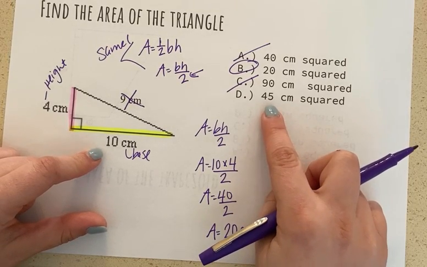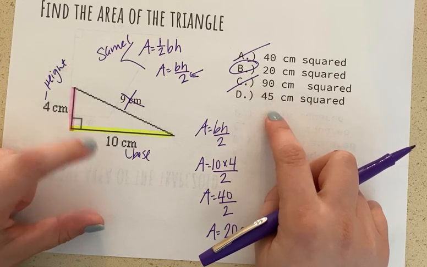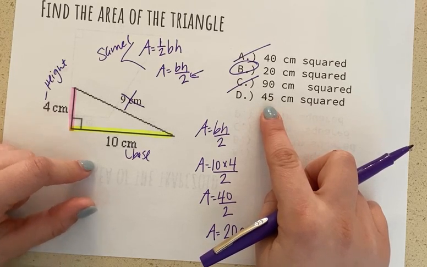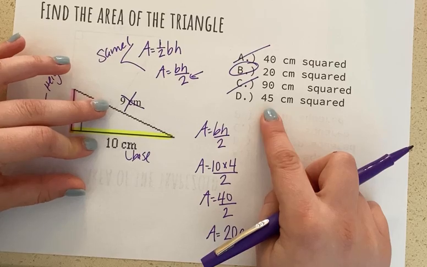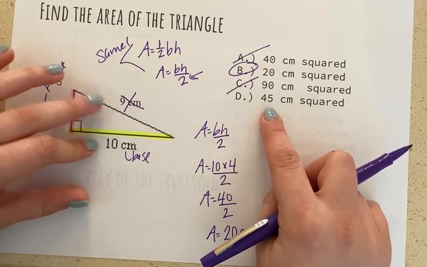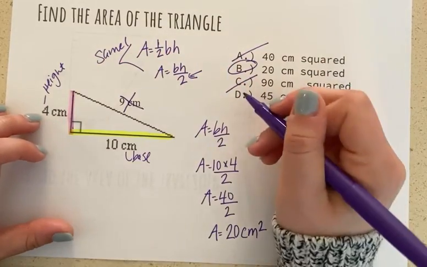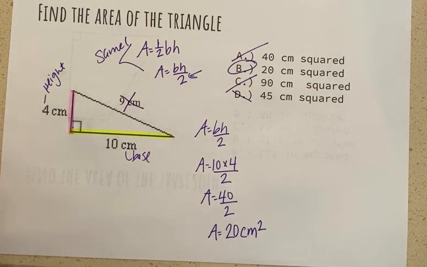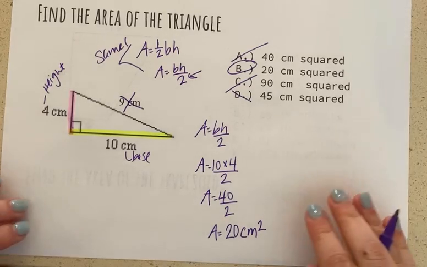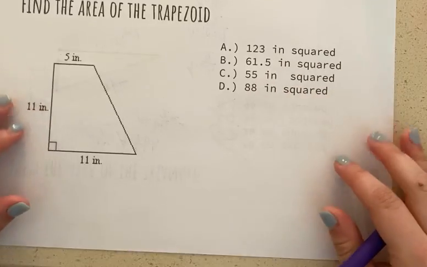And if you got 45, you did 9 times 10 divided by 2, and that gave you 45. But we know that the formula is base times height, and this right here where the right angle is the height. So D is not correct.